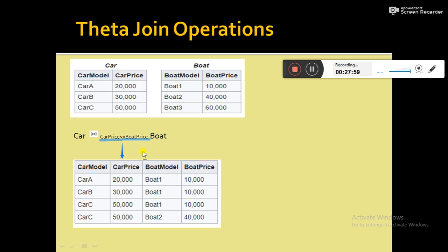This one. Next, car C 50,000 is going to be associated with this record. Again, 50,000 is greater than boat price 40,000. So car C 50,000, boat 2 40,000 gets selected. Next, this record is going to be associated with this record, but the condition is false because car price 50,000 is not greater than or equal to boat price 60,000. So it is not going to be selected. So that is how the theta join operation is performed.